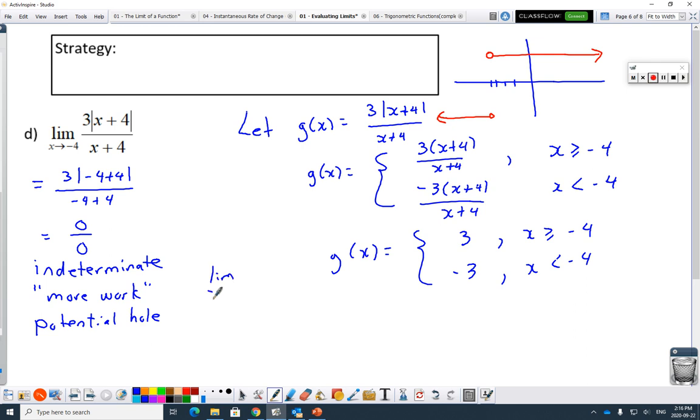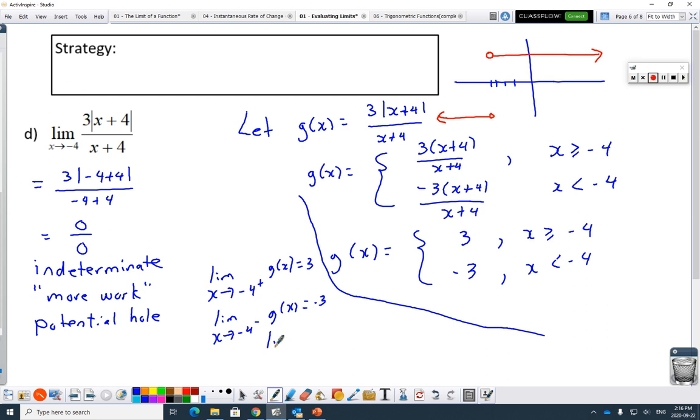The end result being the limit as x approaches negative 4 from the positive side of this function equals, do I have enough space in here? From the positive side, I get positive 3. From the negative side, I get negative 3. So the limit as x approaches negative 4 of this function, which I've called g of x, from one side it's 3, from the other side it's negative 3. What do we say about the altogether limit?